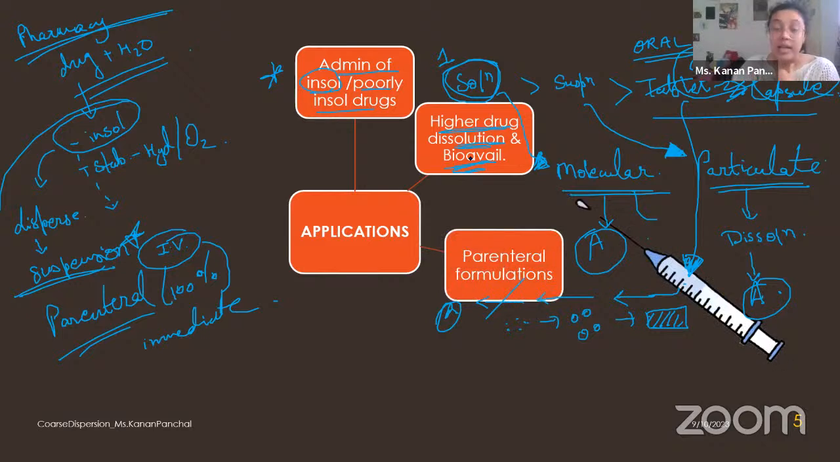So this is the thing. Then suspensions also become important with respect to parenterals. Many of your parenteral formulations are also suspensions. They are given through the intramuscular route, subcutaneous route. They help in forming depot systems. So वो सब novel parenterals में आता है. That we'll discuss in detail when we study parenterals.